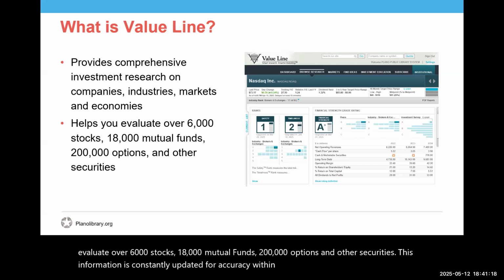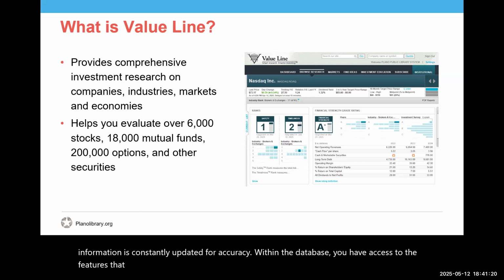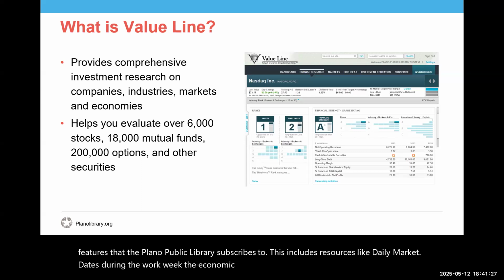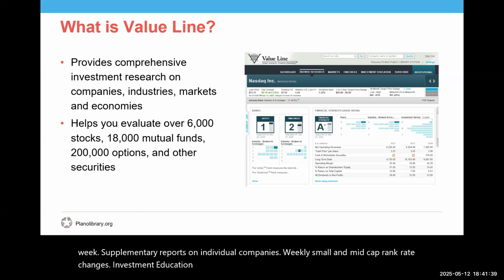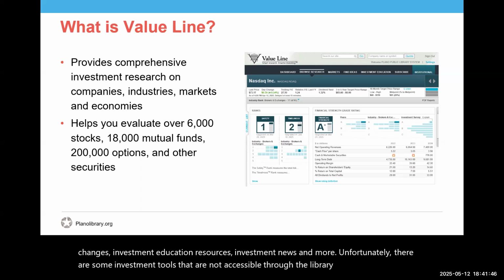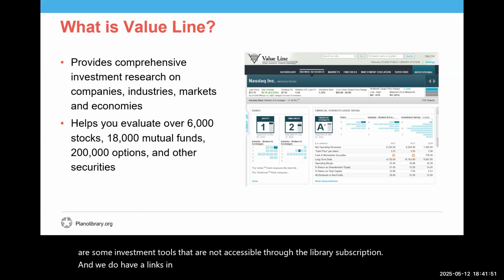Within the database, you have access to the features that the Plano Public Library subscribes to. This includes resources like daily market updates during the work week, the economic calendar, a summary and index for the upcoming week, supplementary reports on individual companies, weekly small and mid-cap rank changes, investment education resources, investment news, and more. Unfortunately, there are some investment tools that are not accessible through the library subscription. And we do have links in the chat about Value Line.